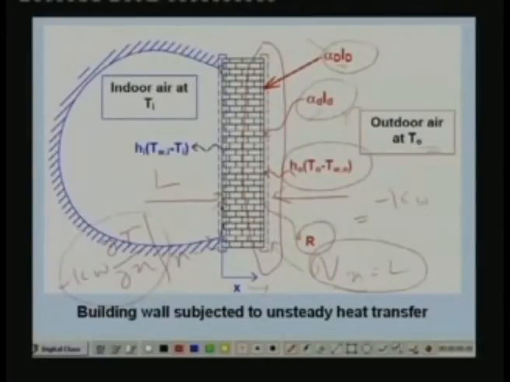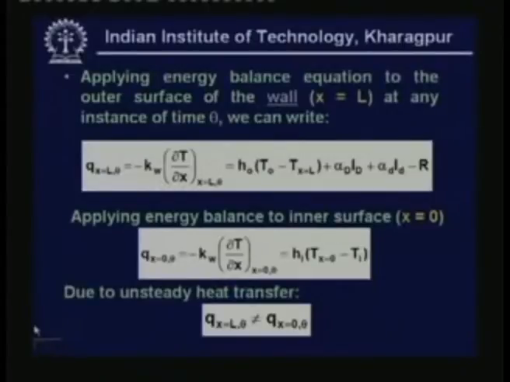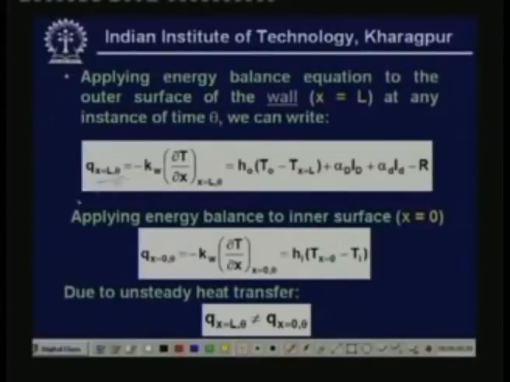Okay. So this is the heat balance equation for the outer surface, that is what is shown here. Q at x is equal to L and any theta is equal to minus kW dou T by dou x. This is nothing but your Fourier's law of heat conduction, which is equal to heat transfer by convection, heat transfer by direct radiation, diffuse radiation and long wave radiation. Okay, so this is the energy balance for outer surface.